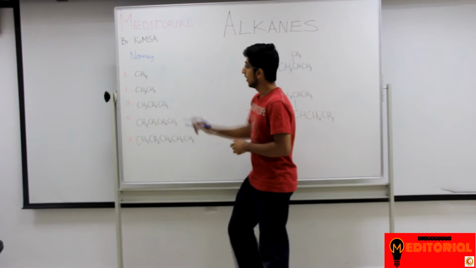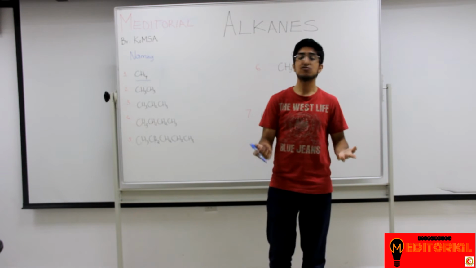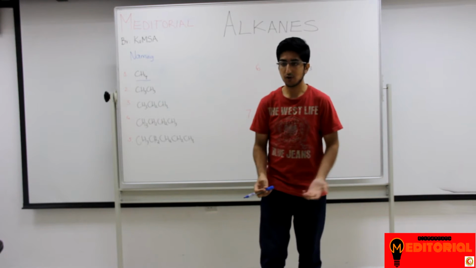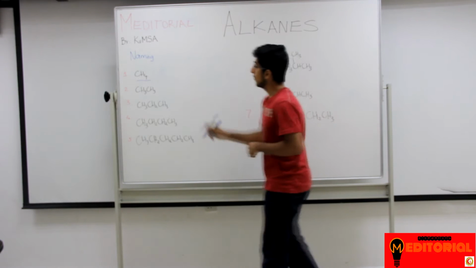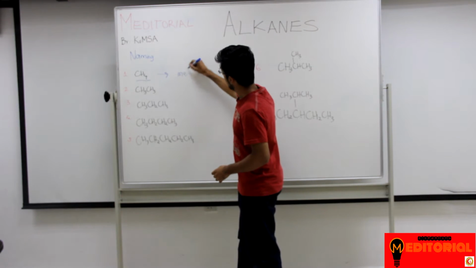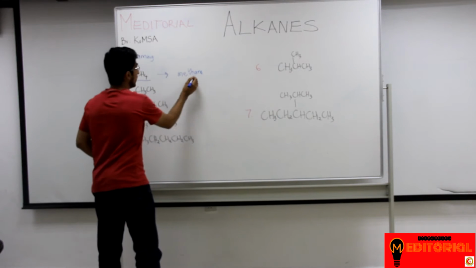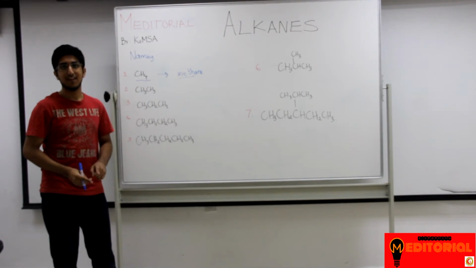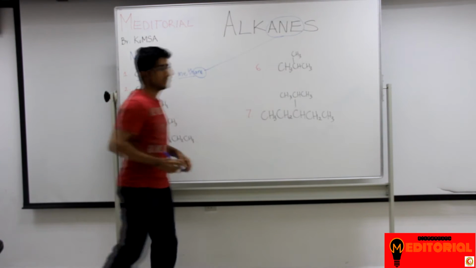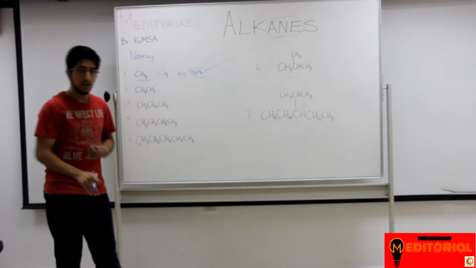Let's start moving. The first one is the simplest alkane because it's only 1 carbon and 4 hydrogens. You can't get any smaller than that. You can't have a molecule that has 0 carbons because if you have 0 carbons, you aren't even a molecule. So this is called methane. Now why is that? The meth means 1 and the ane is corresponding to alkane. That's how we know it's an alkane and that has 1 carbon.